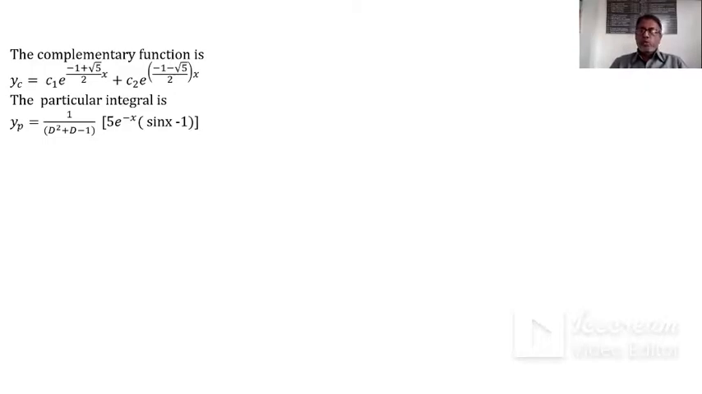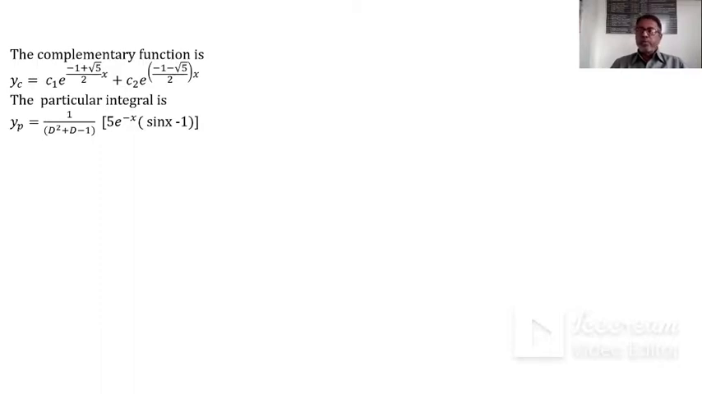Yp is equal to 1 upon f of D operate on Q of x. This is equal to 1 upon D square plus D minus 1 operate on 5 e to the power minus x into sin x minus 1. Now 5 is constant. We take it outside of this operator, then we obtain 5 times 1 upon D square plus D minus 1 operate on e to the power minus x into sin x minus 1.